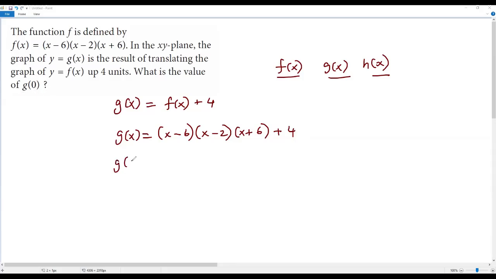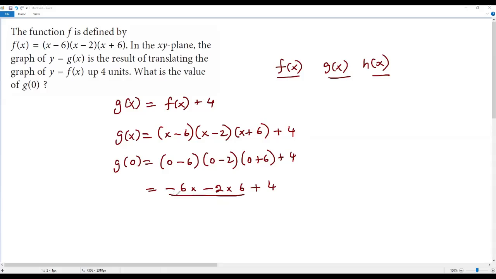So we can plug in 0 for x over here. Let me do it. 0 minus 6, 0 minus 2 times 0 plus 6 plus 4. So 0 minus 6 is negative 6, times 0 minus 2 is negative 2, times 0 plus 6 is 6, plus 4. Okay, let's multiply these two values. Negative 6 times negative 2 will become positive 12. Positive 12 times 6 is positive 72, plus 4, which is equal to positive 76. So the value of g of 0 is positive 76.